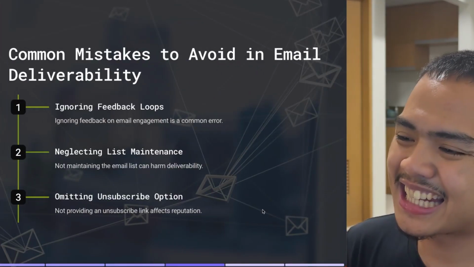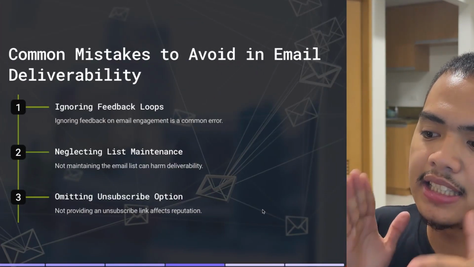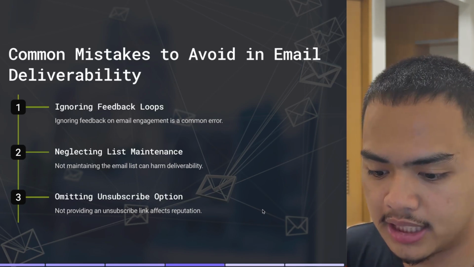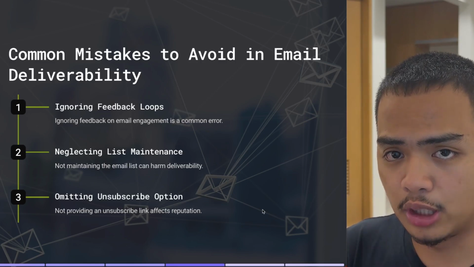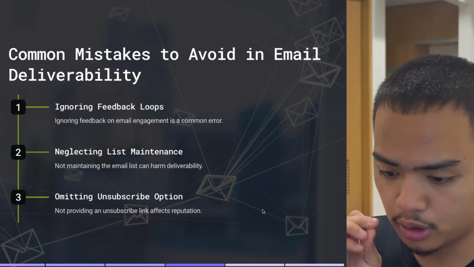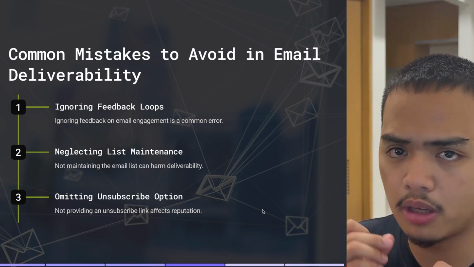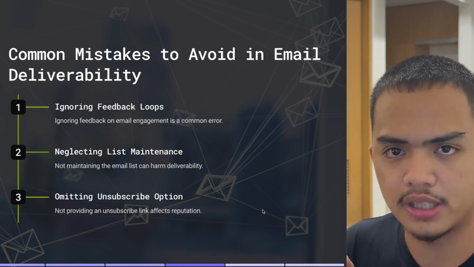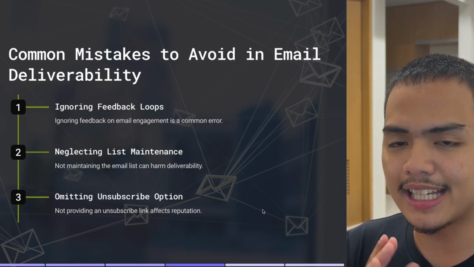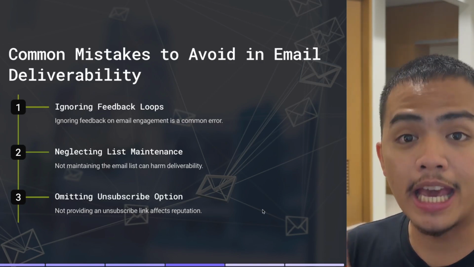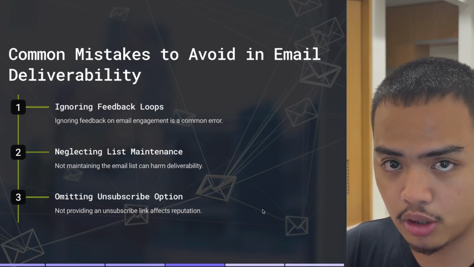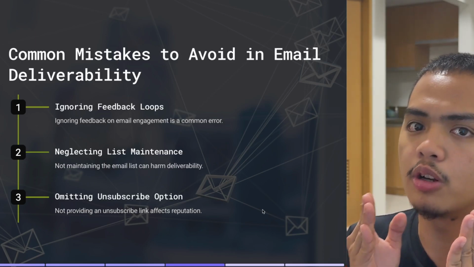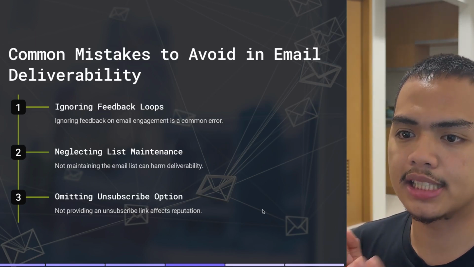Next, neglecting list maintenance. Not maintaining the email list can harm deliverability. The only thing you gotta make sure here is that you remove the do not contact or the ones that have already unsubscribed and are clearly not interested in your service, okay? The way you do that is by tagging them. You cannot tag this directly on Gmail or Outlook. You gotta use some type of software to manage your master inbox that prevents you.